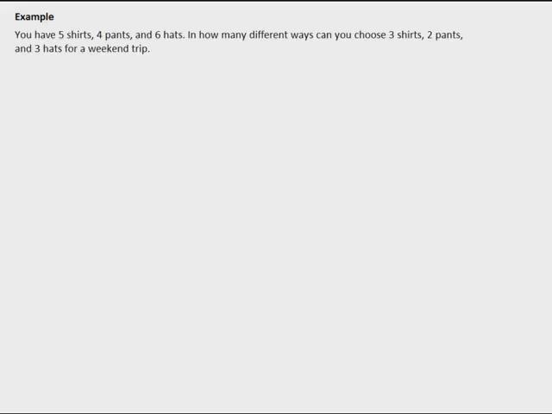Moving on. You have 5 shirts, 4 pants and 6 hats. Then how many different ways can you choose 3 shirts, 2 pants and 3 hats for a weekend trip? So you need to choose 3 shirts out of 5 shirts. That's 5 choose 3. You need to follow that up by choosing 2 pants out of 4 pants. That's 4 choose 2.